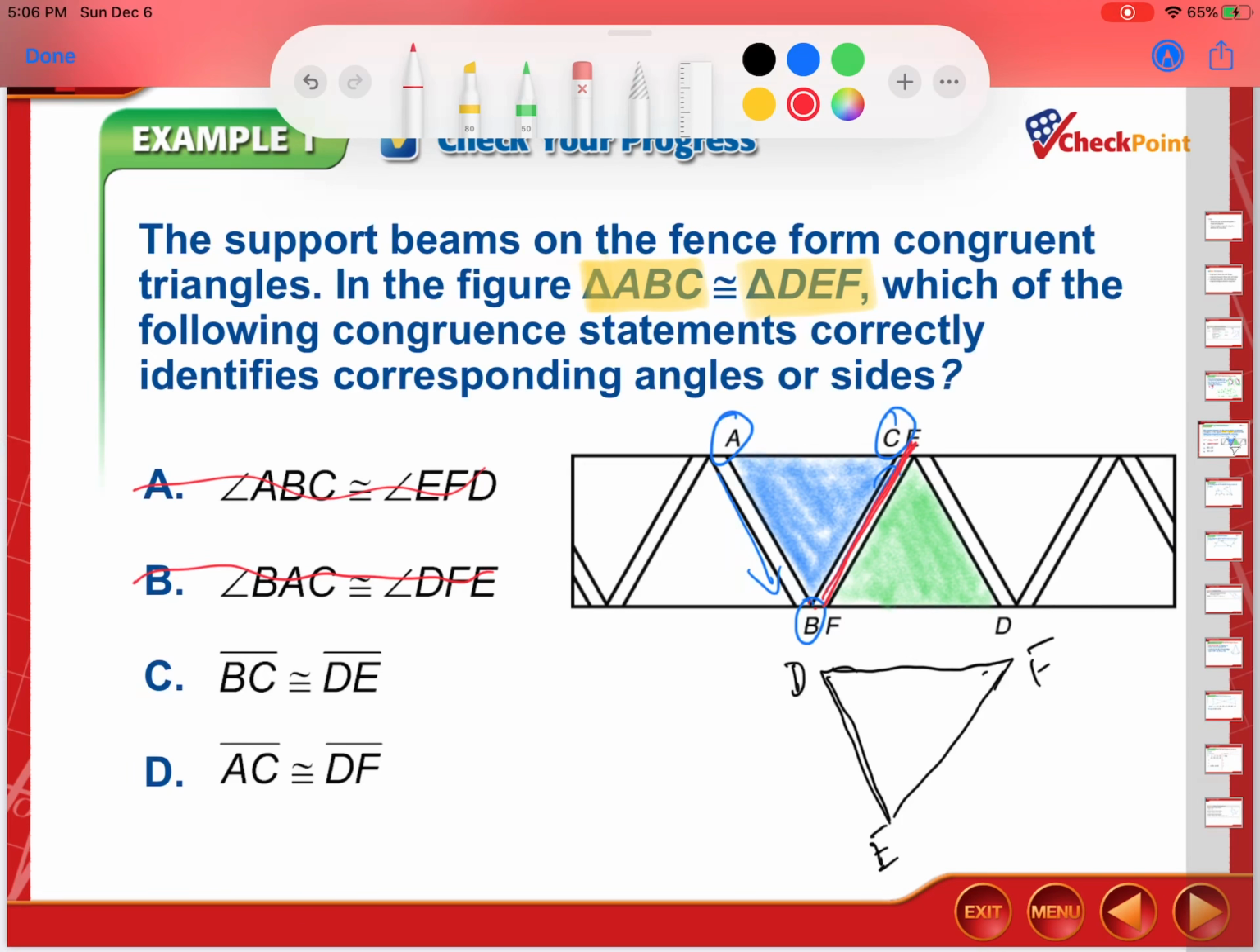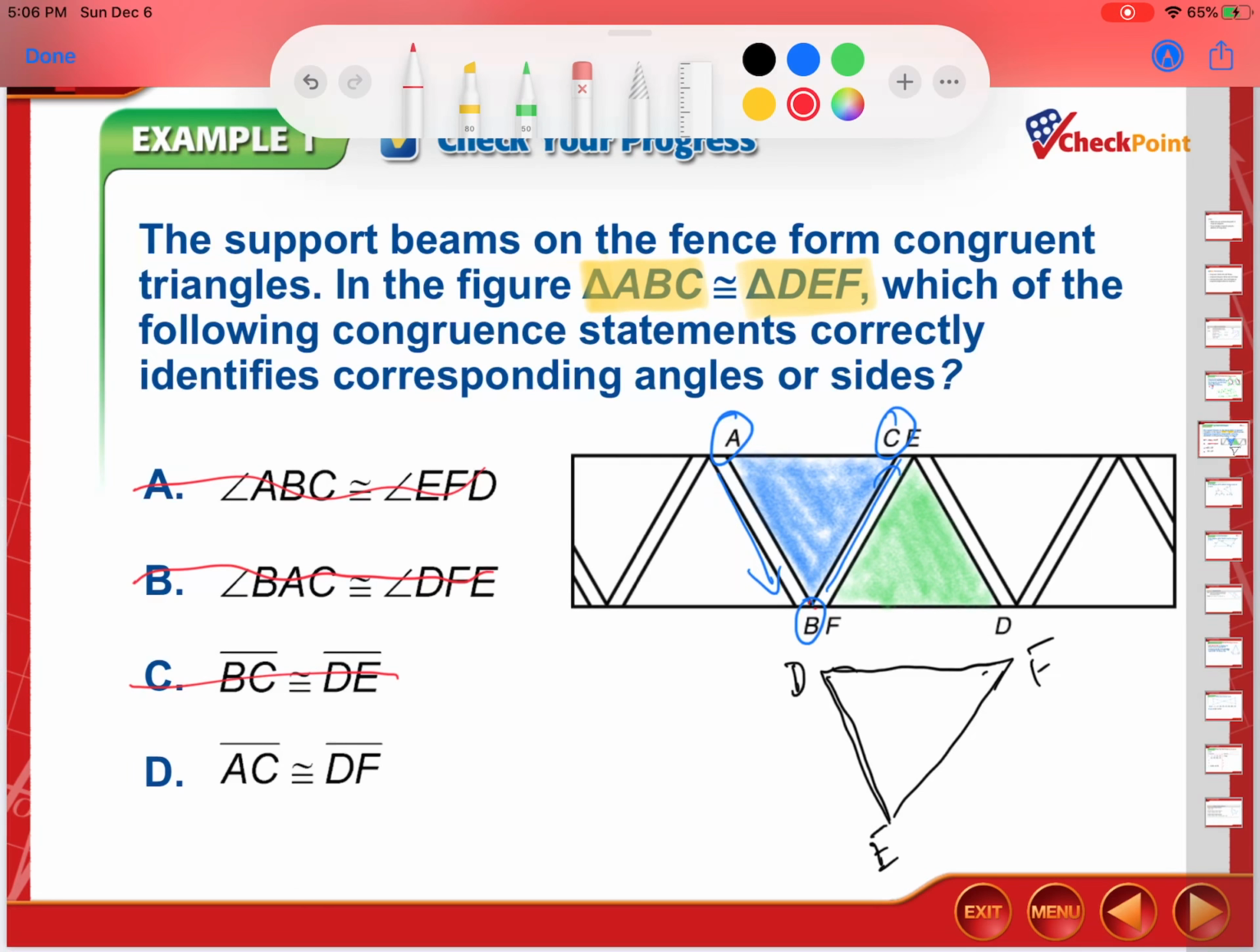So if we look at our third one, that's a line. So we have line BC, which starts at the bottom and goes up to the top. So this line here. And we have line DE, which starts in the upper left hand and goes down to the bottom. So that one would also not be true.